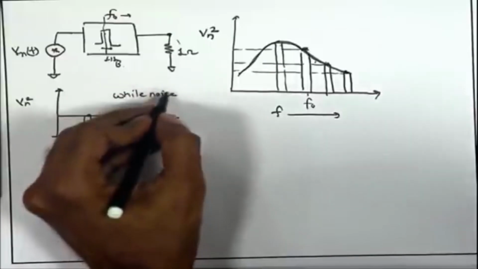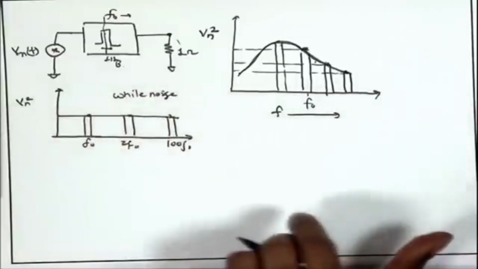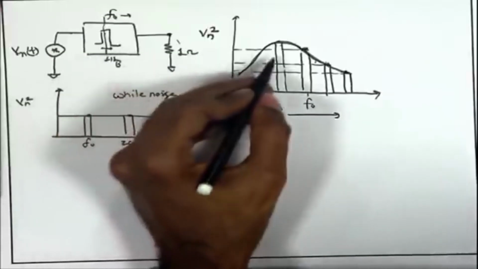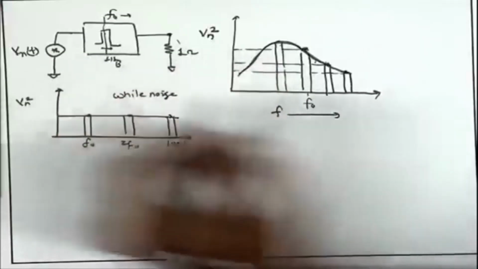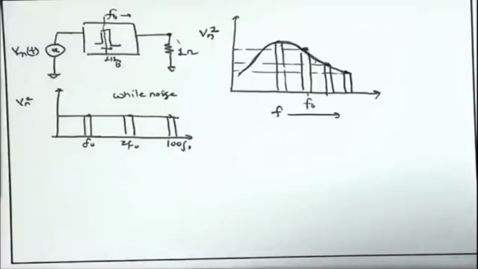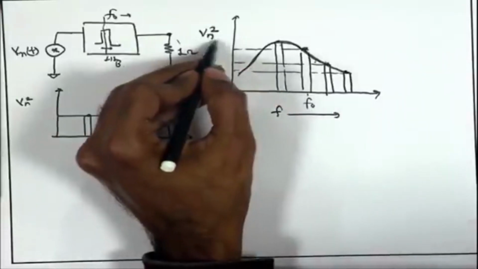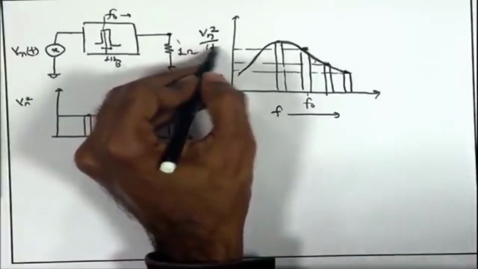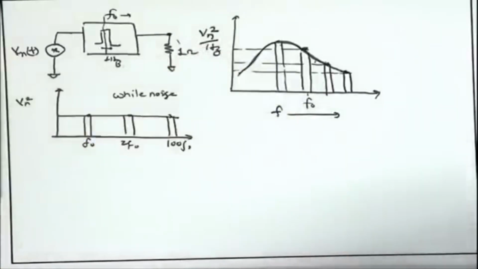And remember, the way we have defined this Vn square is by passing it through a 1 Hertz filter. So, we are talking about power delivered in this 1 Hertz bandwidth. So, basically it is the RMS or the mean square value per Hertz. So, we define this as Vn square per Hertz.